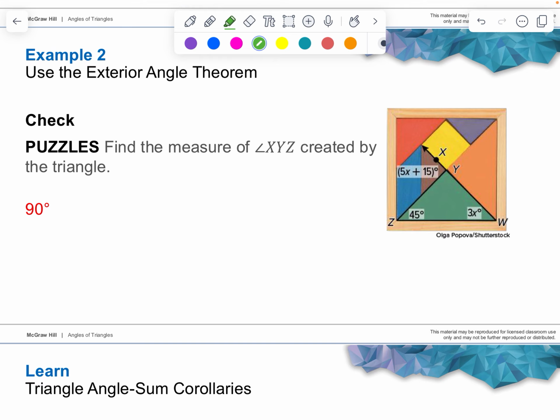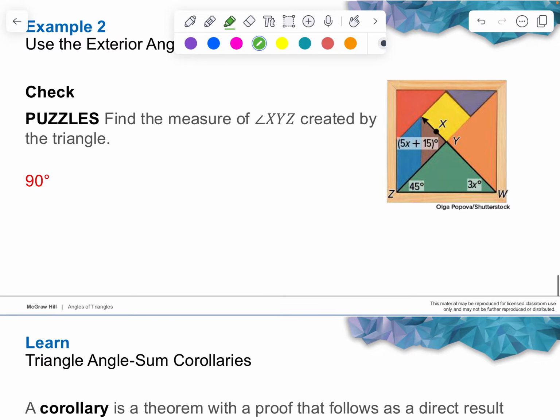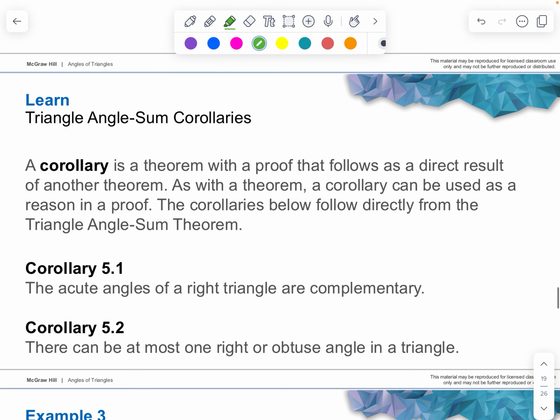Hope so. All right. Now we're going to look at some corollaries. And corollaries are a theorem that follows as a direct result of another theorem. Okay? So because of the triangle angle sum theorem, we have some direct, obvious things that we can know because of it. So the first one, pretty easy to figure out.